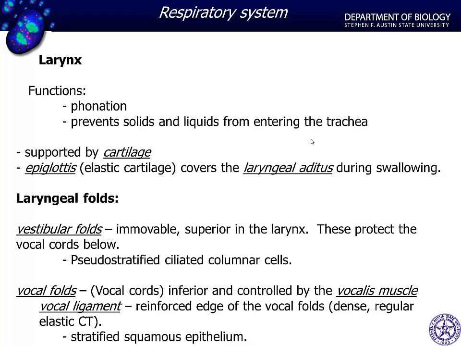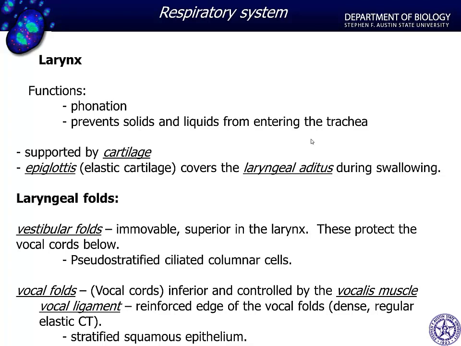Now, we know the vocal cords are going to be controlled by various muscles that pull them to different degrees of tautness, and that's called the vocalis muscle. And these vocal folds, or vocal cords as we know them, are going to be reinforced on the edge by this dense, regular, elastic connective tissue. And this is going to allow for the vibration that occurs so that there's not too much damage. You're not going to rip the edges of the vocal cords.